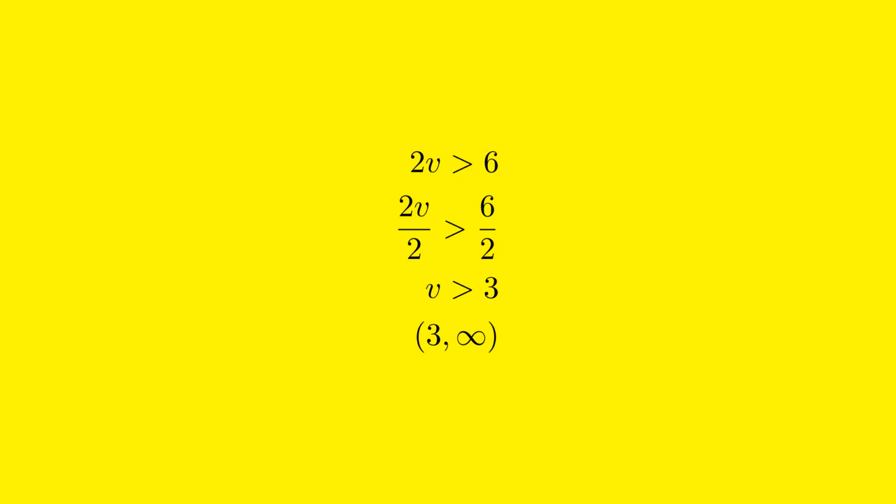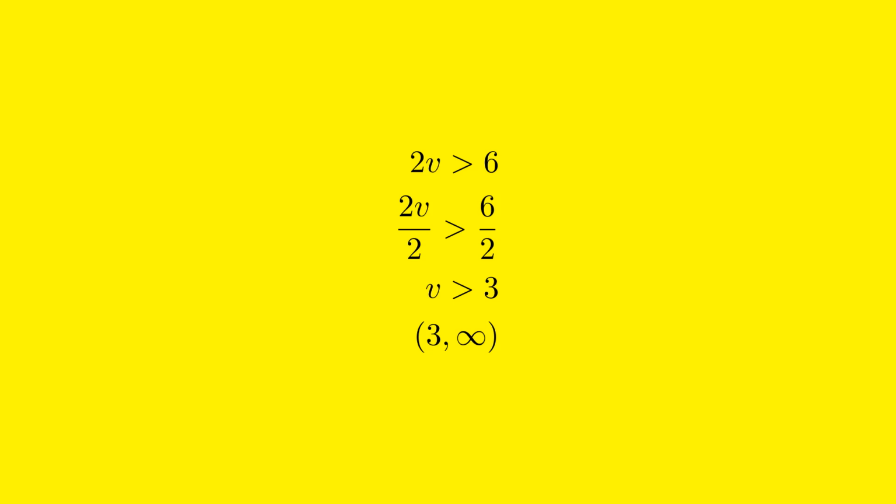Step 2. Now that we have simplified our inequality to 2v > 6, our next objective is to isolate the variable v completely. Notice that v is currently being multiplied by the number 2. To solve for v, we need to undo this multiplication. We can do this by performing the opposite operation, which is division. We will divide both sides of the inequality by 2.